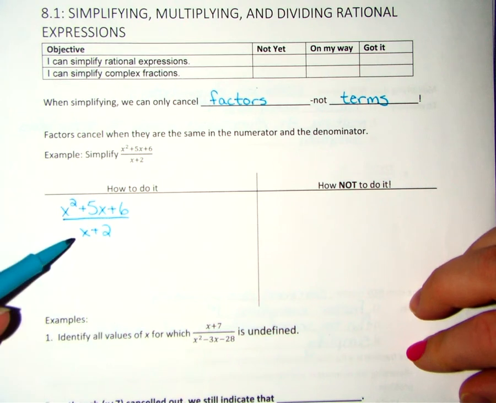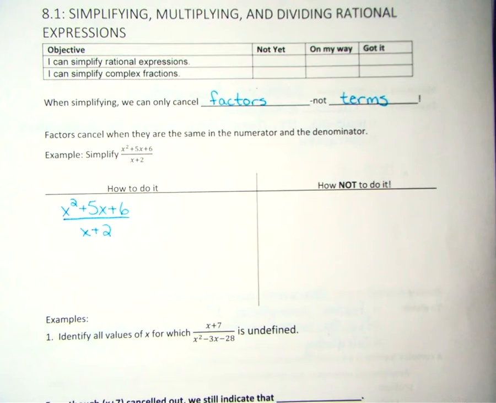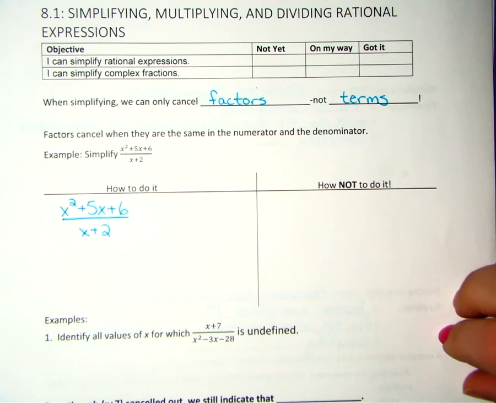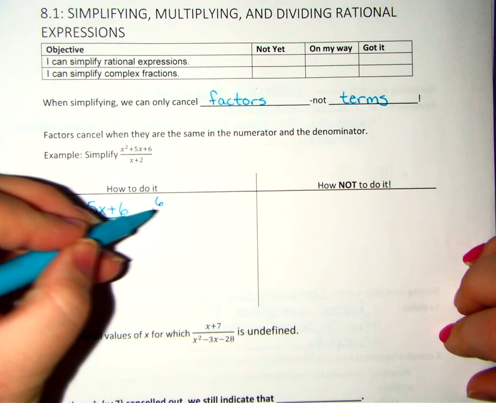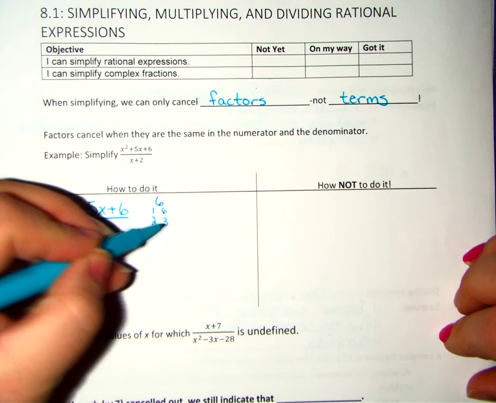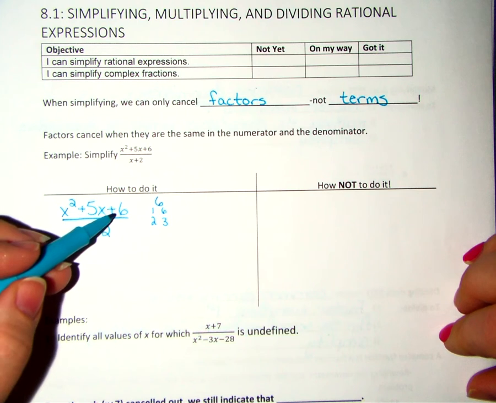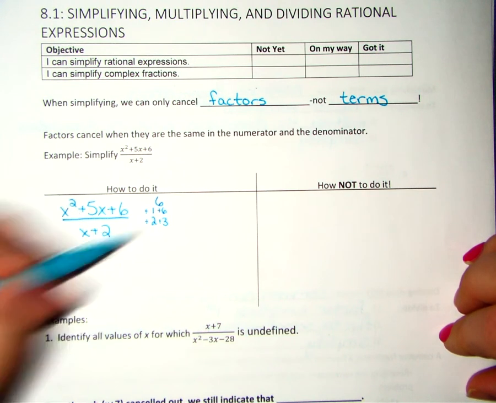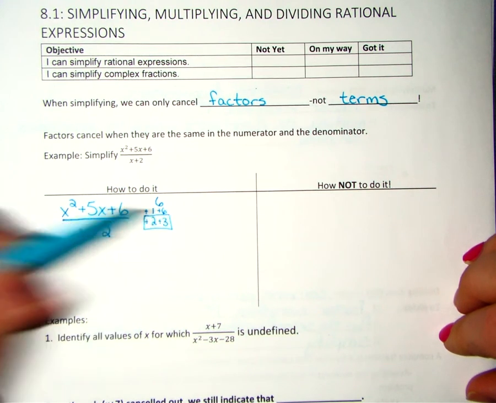Now the bottom cannot be factored anymore. It doesn't have any more exponents, so there's nothing there to be factored. However, the top, we can use our box method to factor it. A times c is 6. The factors of 6, 1 and 6, 2 and 3. And we want something that will add to be 5 and multiply to be 6. So we want all of our factors to be positive. So I have 2 and 3 that would work.